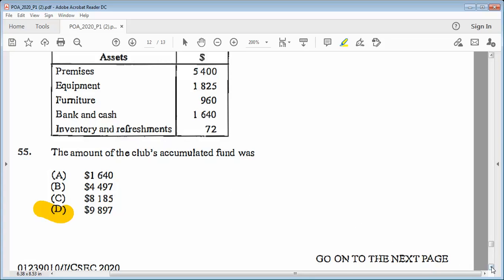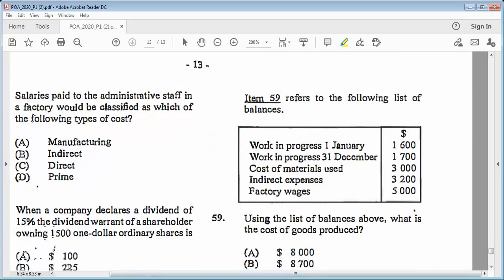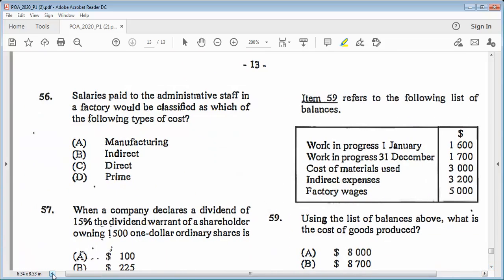Let's go on to question 56. Here it says, salaries paid to the administrative staff in a factory would be classified as which of the following types of cost? A, manufacturing. B, indirect. C, direct. D, prime. What is a manufacturing account? Well, we notice all of them are a part of the manufacturing account. So option A would be out.